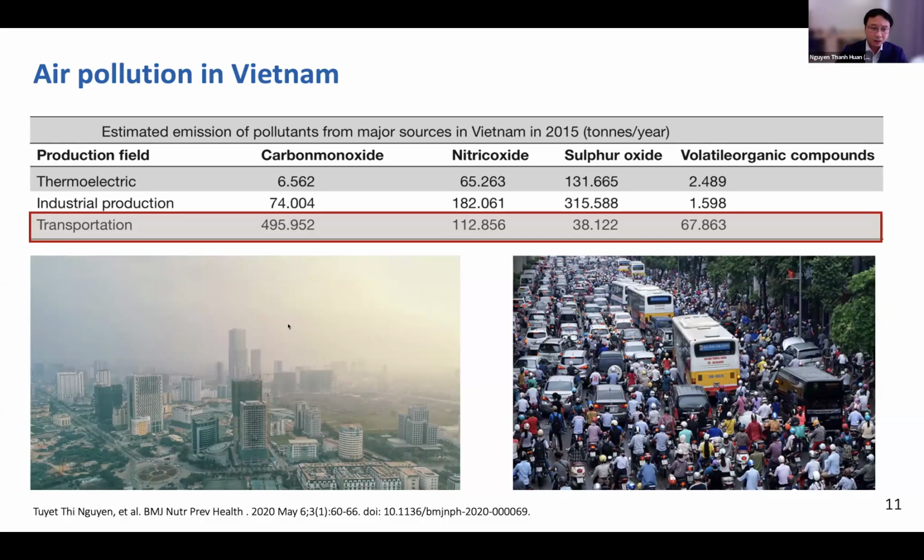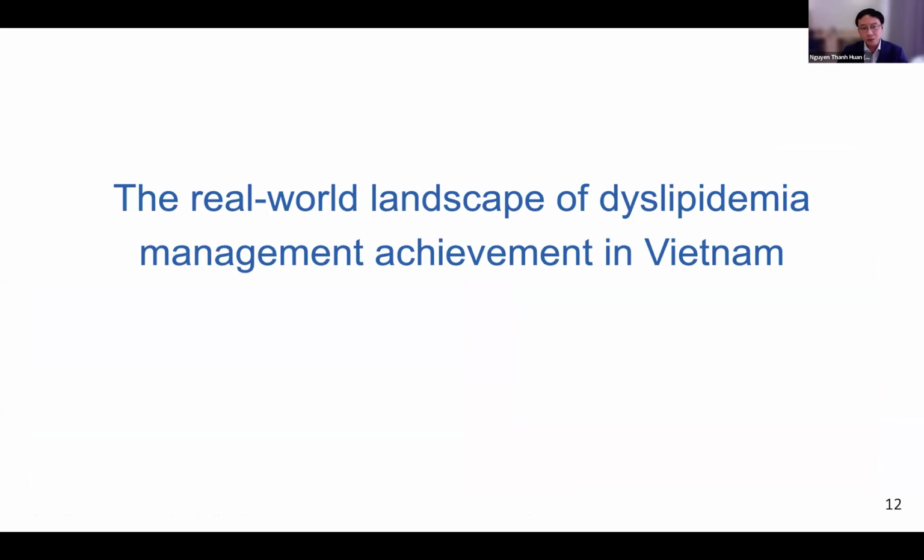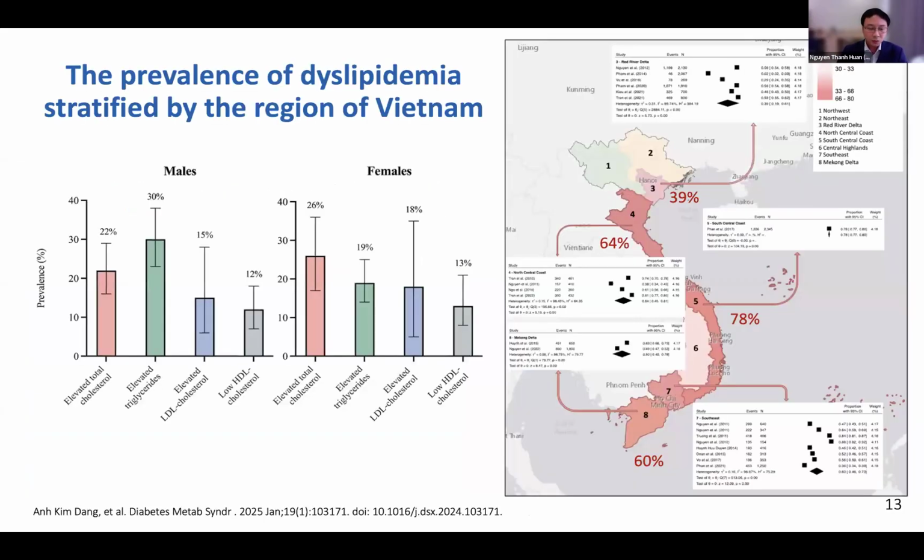And you can see here in our city, Ho Chi Minh City's air pollution and heavy traffic in the rush hours, with many cars and motorbikes, suddenly caused air pollution in Vietnam and affects heart disease. So we move to the real-world landscape of dyslipidemia management achievement in our country. This wonderful paper has just been published in 2025, showing the prevalence of dyslipidemia across the regions in Vietnam.